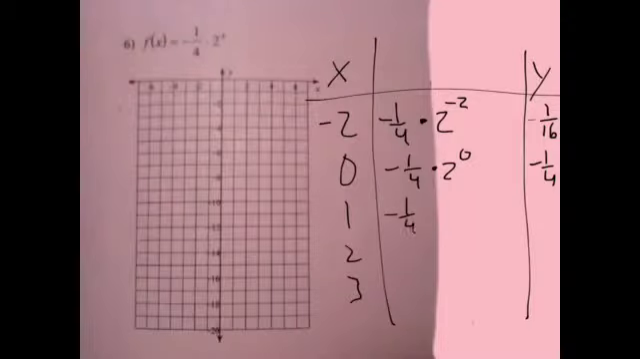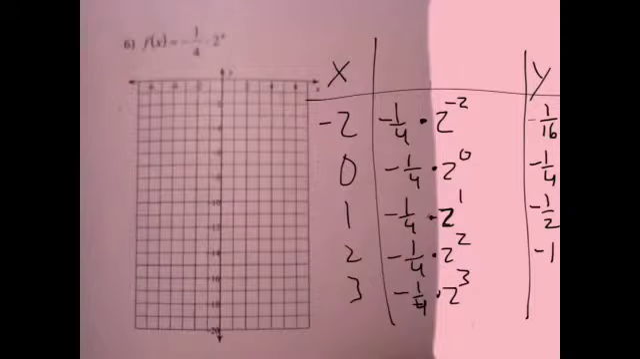So now we're going to do negative 1/4 times 2 to the first power. Well, 2 to the first is just 2. Times that by negative 1/4, you'll get negative 2/4, which is the same thing as negative 1/2. Now we got negative 1/4 times 2 squared. Well, 2 squared is 4. 1/4 of 4 is 1, and the negative goes with it, so that's going to be negative 1. And then when you get to 3, you're looking at negative 1/4 times 2 to the third. 2 to the third is 8, and 1/4 of 8 is 2, and you keep the negative with it.